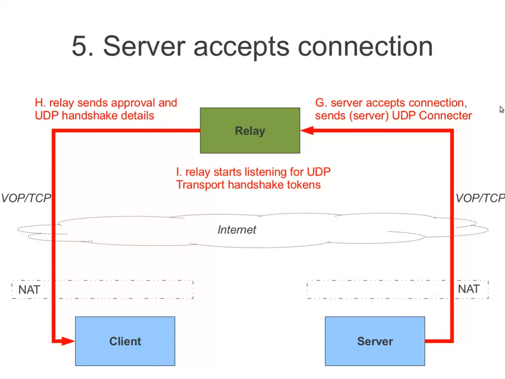Assuming the server wants to allow the service request, it passes a positive result on the service accept request, where it includes a UDP connector object that will be used in a follow-on service handshake. The relay then sends UDP handshake details to the client and indicates that approval was granted.